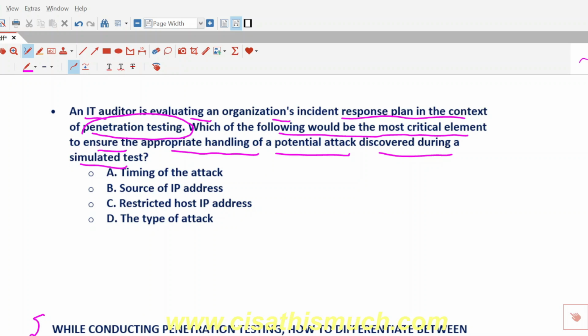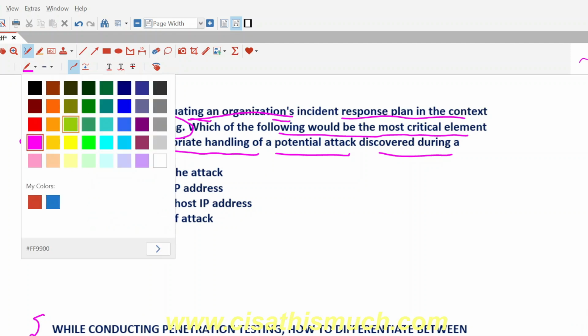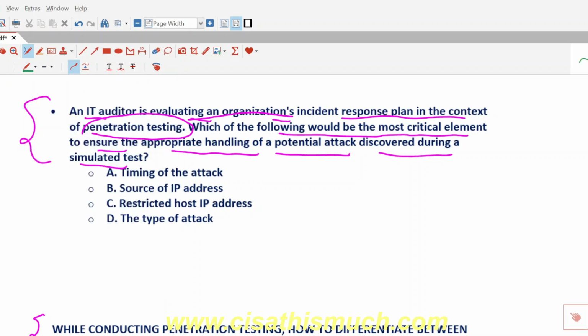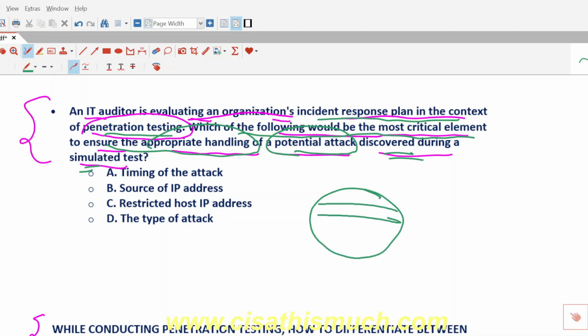Let me first discuss a difficult version of this question. An IS auditor is evaluating an organization's incident response plan in the context of penetration testing. Which of the following would be the most critical element to ensure the appropriate handling of a potential attack discovered during a simulated test? When the simulated activity is happening, how do we distinguish whether a particular attack is part of the penetration testing or part of a real attack actually happening in our system? How do we differentiate that?